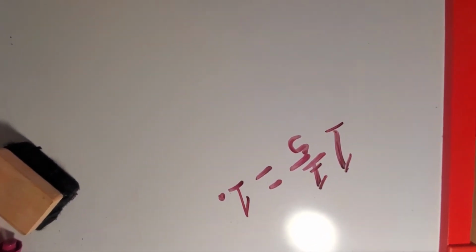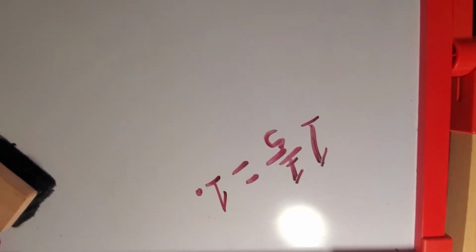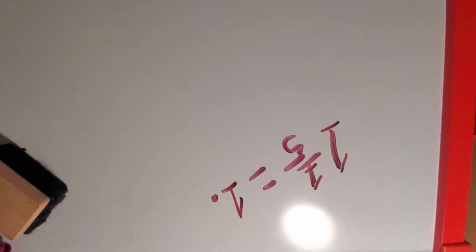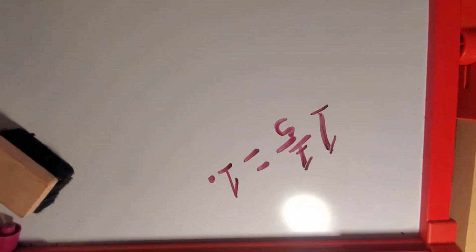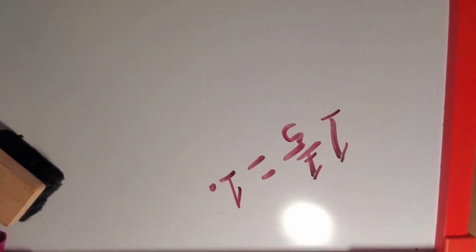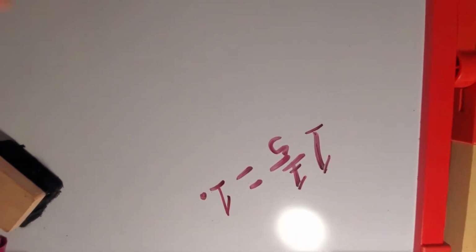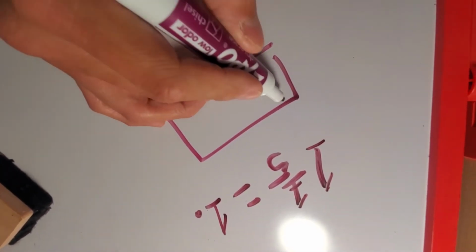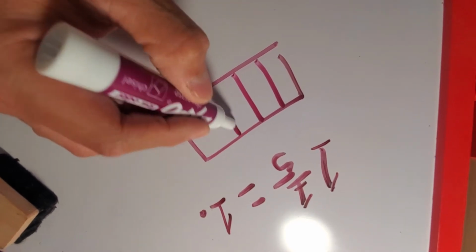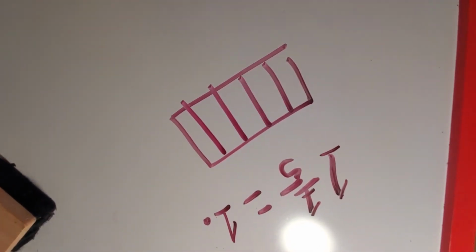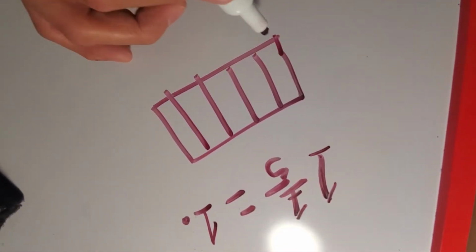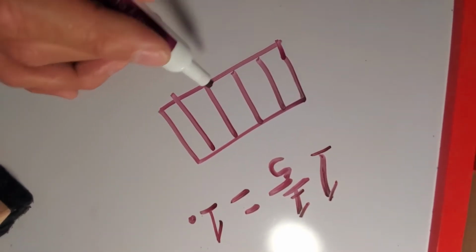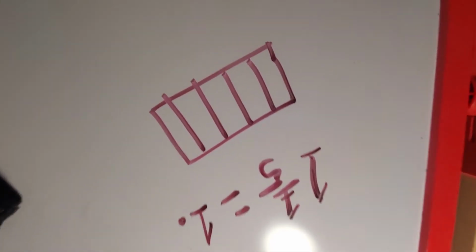Remember the exercise that we did with the dollar bill. If you split the dollar bill in 5 equal parts, each one of those parts is equal to 20 cents. Remember, this is my dollar bill. I divide it in 1, 2, 3, 4, 5. Each one of those are fifths. This is 1/5, 2/5, 3/5, 4/5, 5/5.